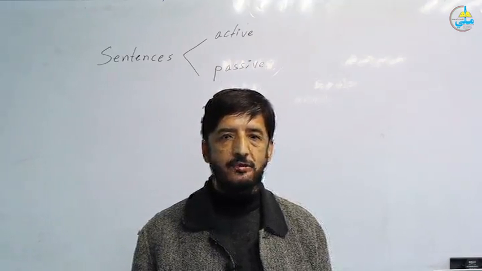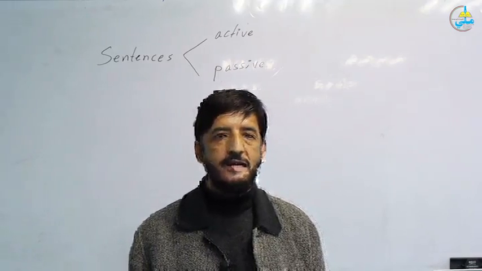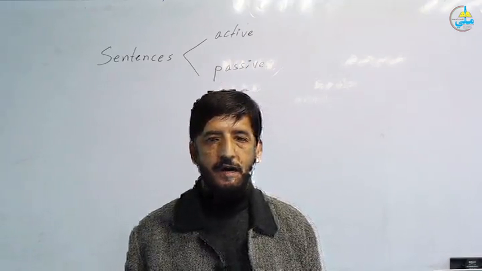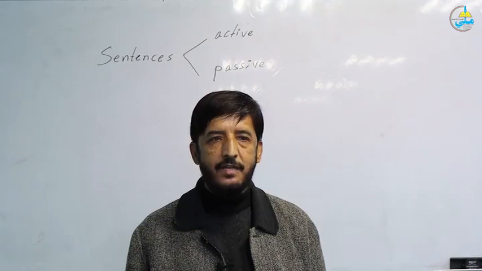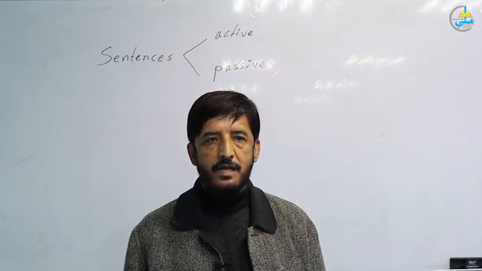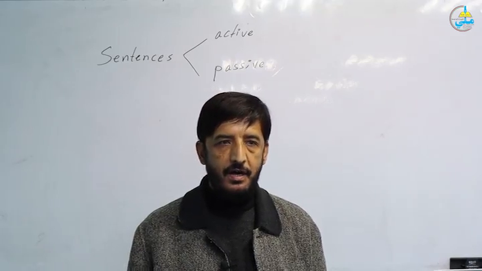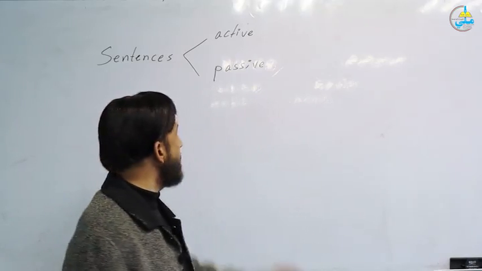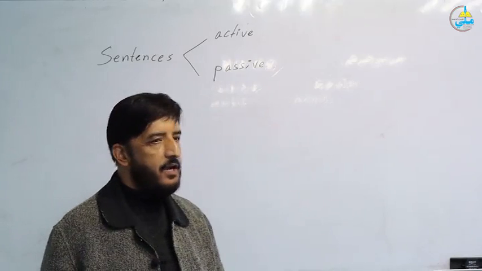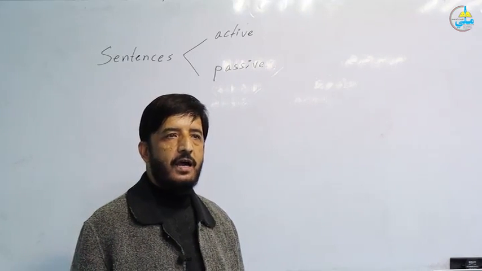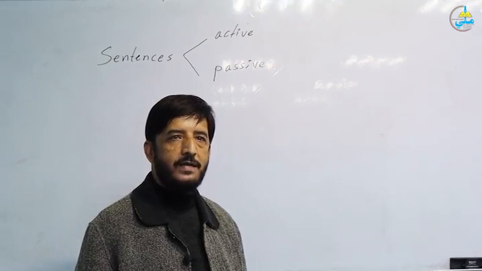Active sentences are those sentences in which the subjects are known or important to know. The subjects are clear. And passive sentences are those sentences in which the subjects are unknown or not important to know.